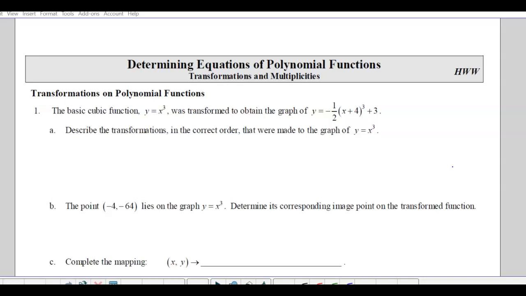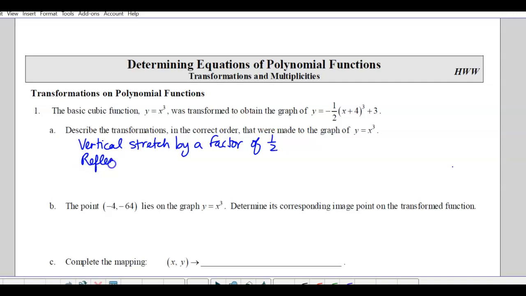So the first one here is a basic y equals x cubed. You know how to do it for y equals x squared? Very similar here. Okay, we're going to describe the transformations starting with stretches. So that's a vertical stretch by a factor of 1/2. Then reflections next.